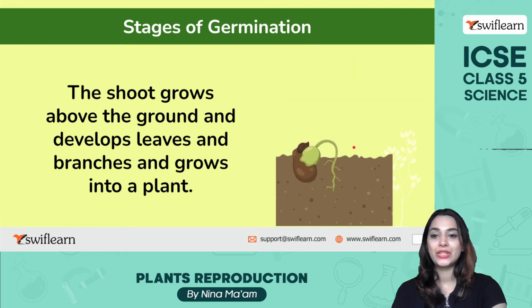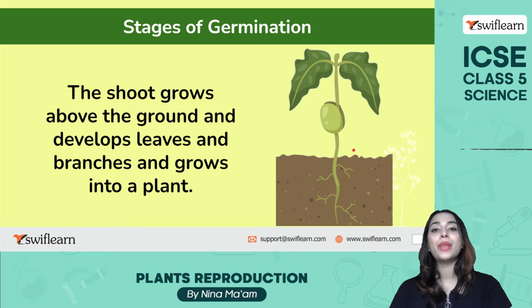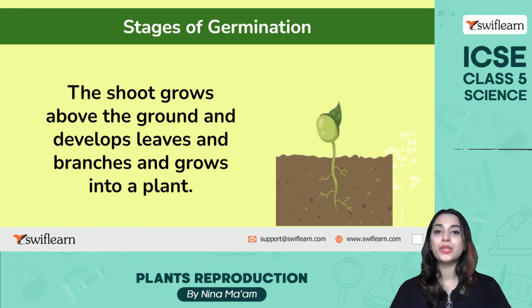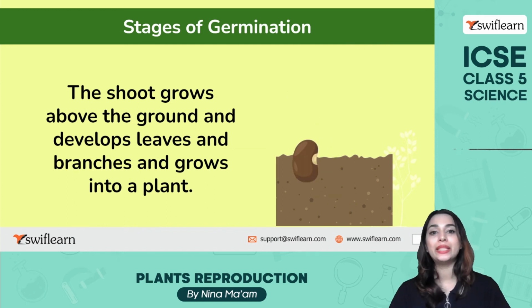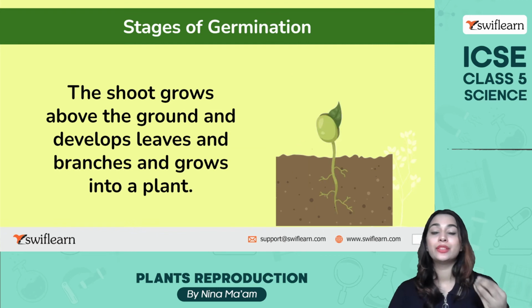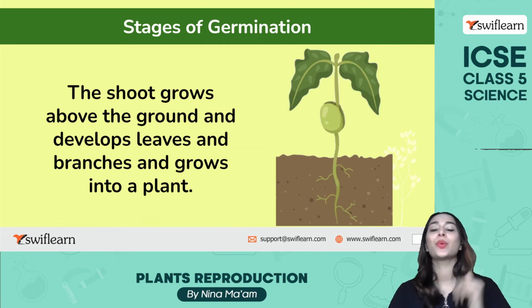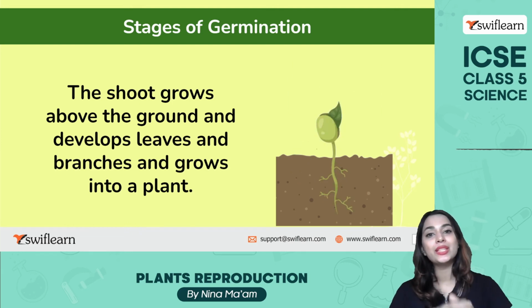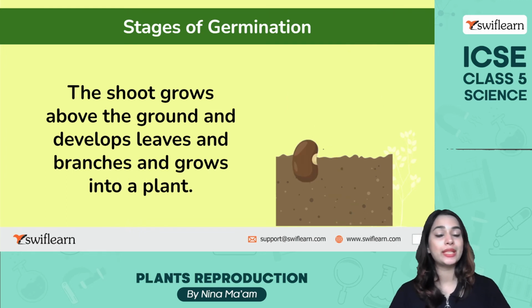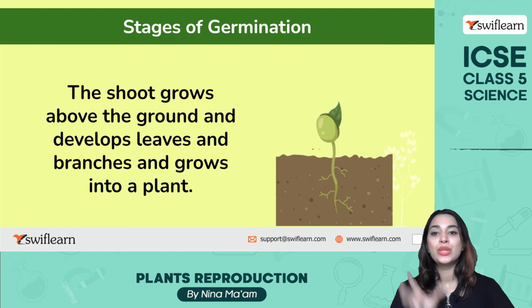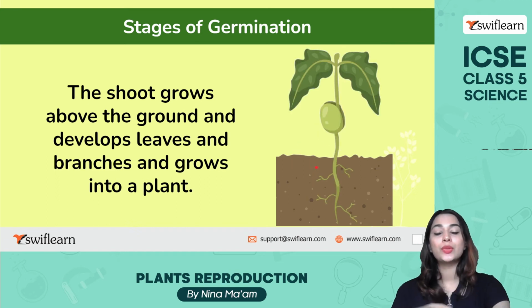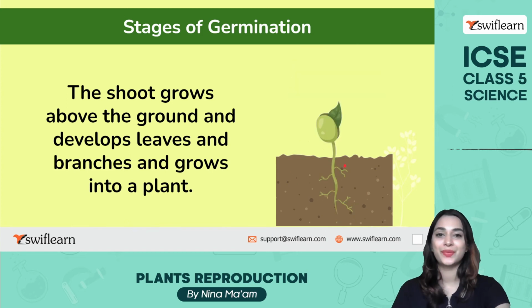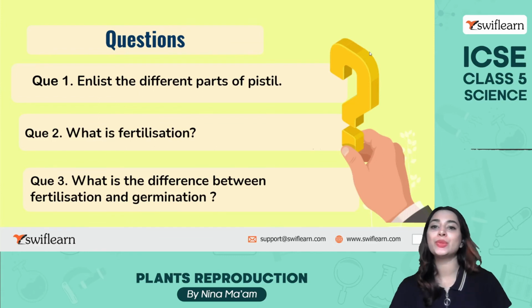So, stages of germination. You can divide the whole plant into two: the shoot system and the root system. The shoot system is present above the ground, which contains the stem, the leaf, the fruit, the flowers, and so on. And what is the root system? It is present under the soil, which contains the primary root, secondary root, and the root hairs. When it comes to germination, the shoot grows above the ground and develops the seeds and branches and grows into a plant. So get ready to answer these questions.